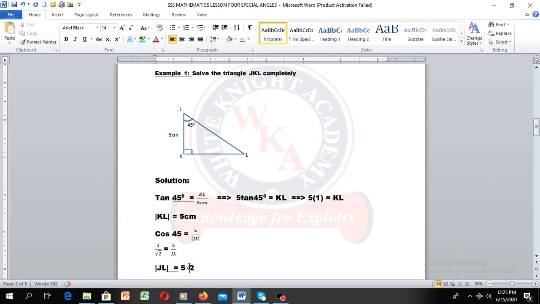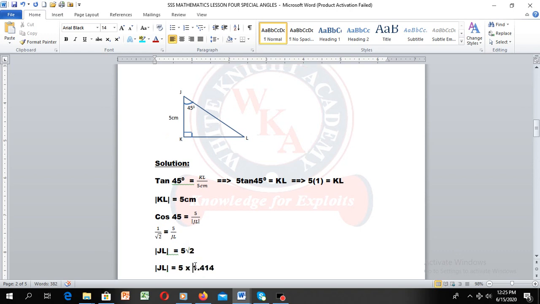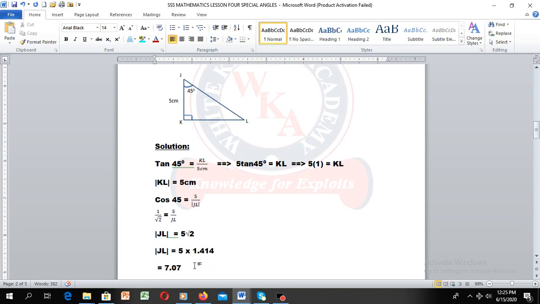Now, when you see something like this, 5 root 2, generally speaking, is called a surd. That's another topic. Surds, S-U-R-D. So numbers like this are referred to as surds, and there's a way we treat them. So JL is equal to 5 root 2.